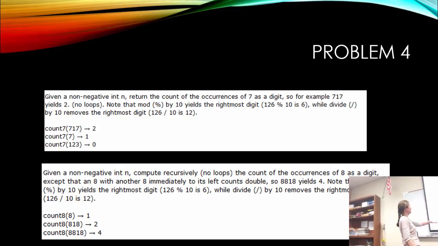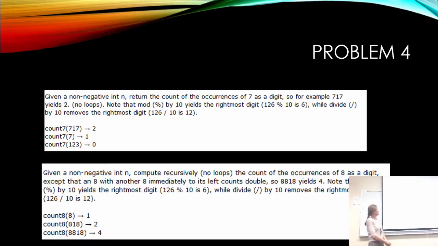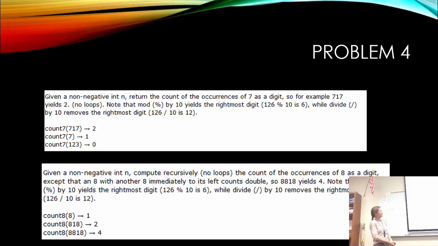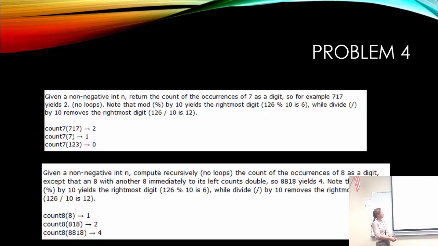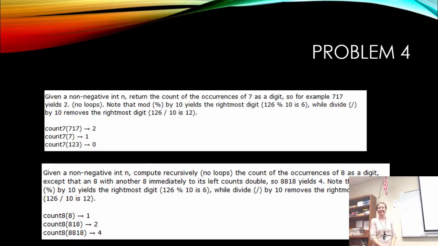This one is kind of the same thing, but a little bit different. Return the count of the occurrences of 7 as a digit. It doesn't have the 8 next to each other. For example, 717 yields 2. Note that the modulus, of course, you guys know that stuff. So this will be the easier version. The other one is a little bit harder, but they're kind of the same. So see if you can do either one or both, okay? You can pick one.